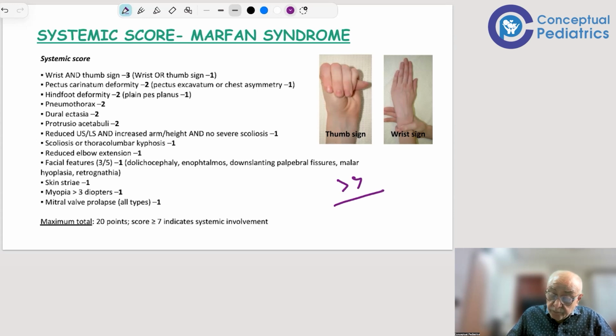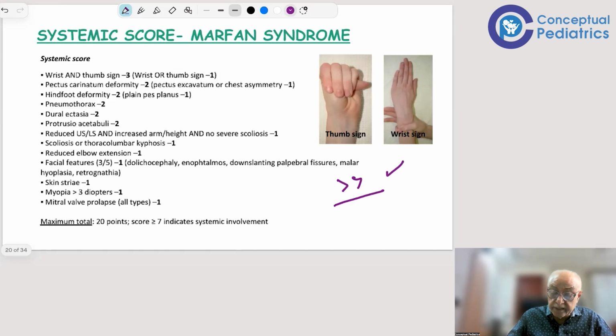Then it is true. If the systemic score is more than 7, if there is aortic root dilatation, even if there is ectopia lentis, there are so many "if" scenarios, then the diagnosis of Marfan syndrome is made. But if the score is less than 7, and supposing there is ectopia lentis, then you have to keep in mind the child needs to be followed up.